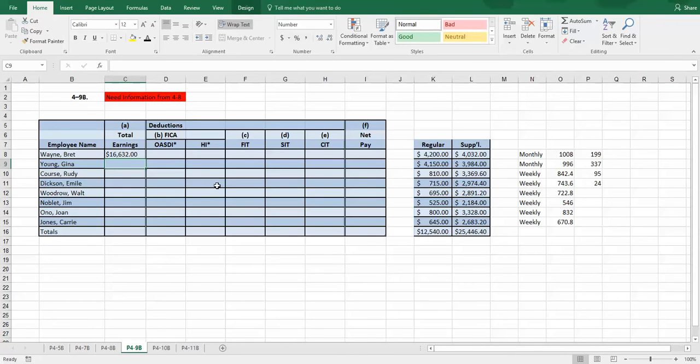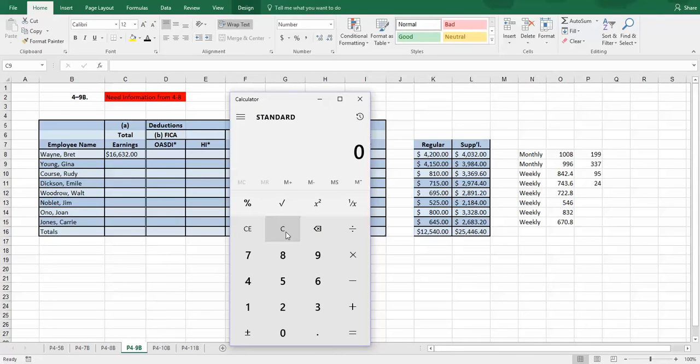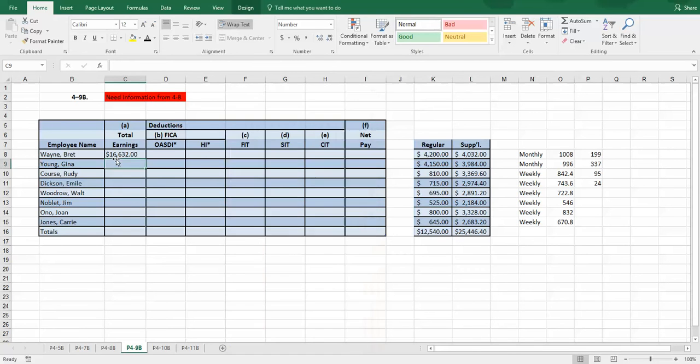Next, we're going to do Gina. We're going to take our $4,150 times 3, which is $12,450, plus the $3,984 gives us total earnings of $16,434.